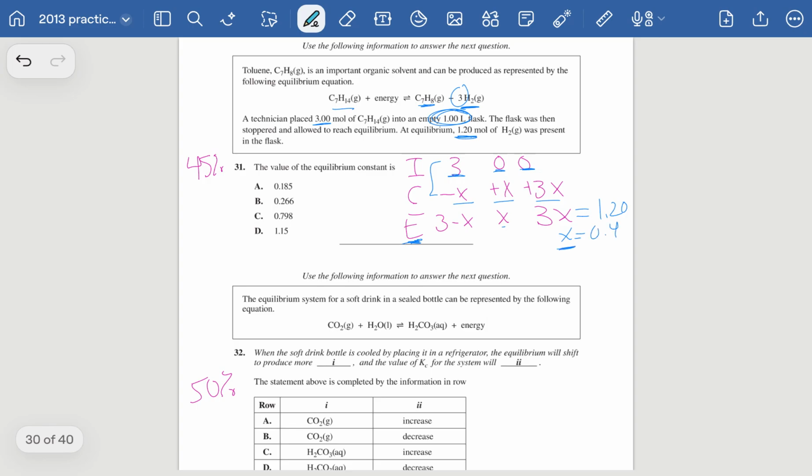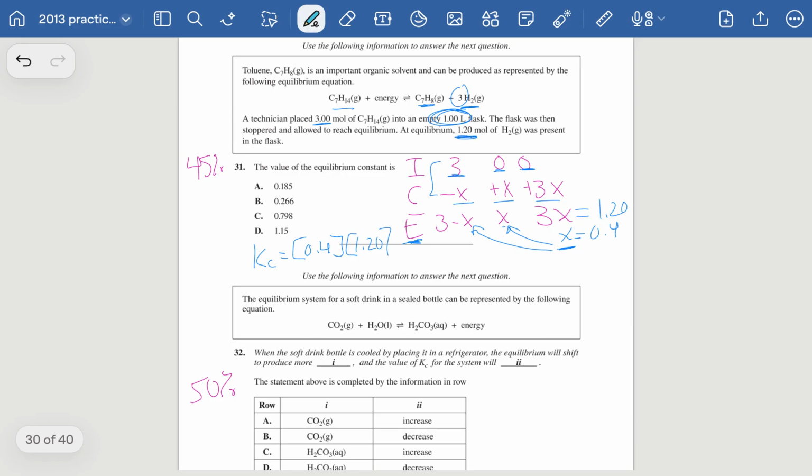Now that we know x, you can go ahead and plug it in to figure out the concentration of C7H14 and the concentration of C7H8. Once you have that, then you can go to your Kc formula, which is going to be the concentration of the products.